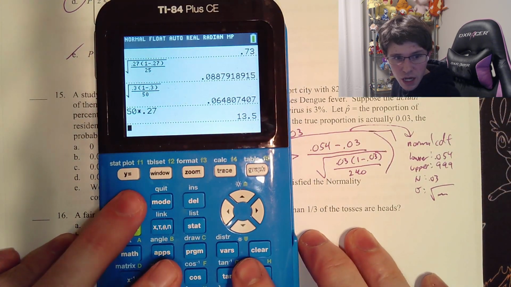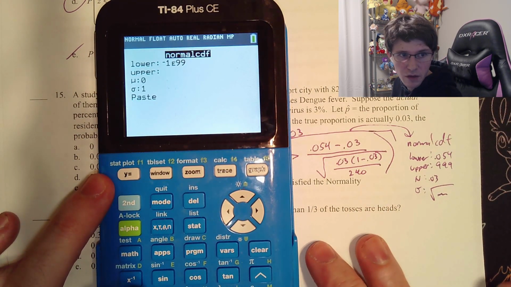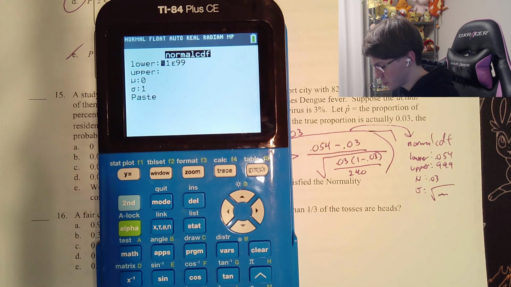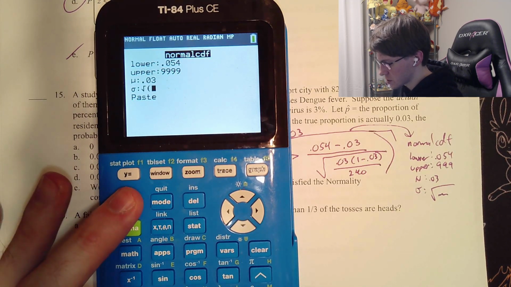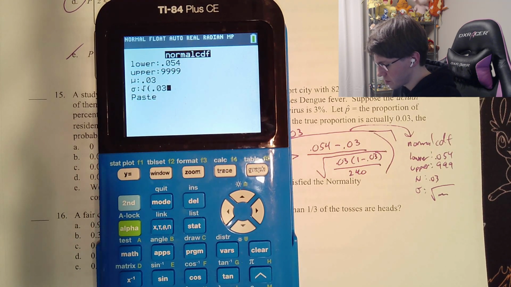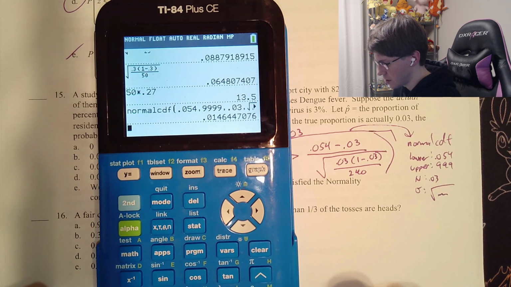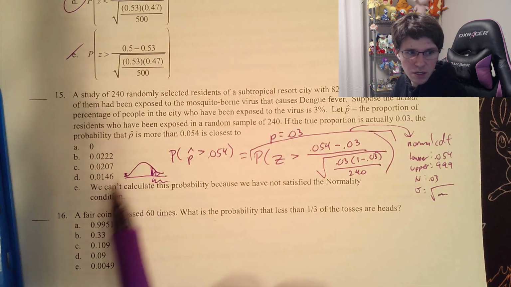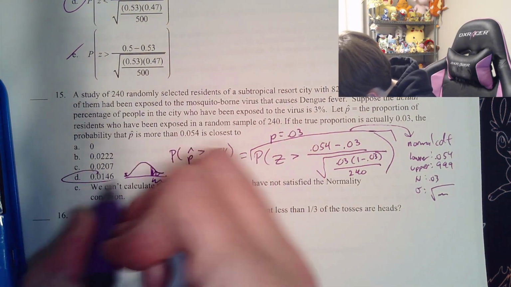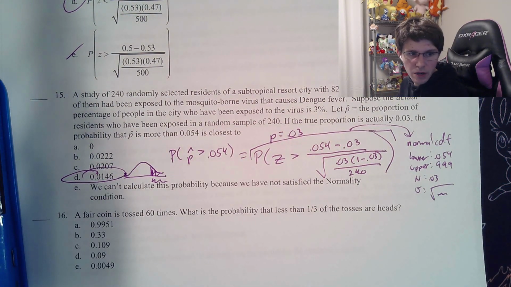So we're going to hit second vars, normal CDF. There it is. Our lower end is 0.054. Our upper is 999. Our average 0.03. Our standard deviation, we have the square root of 0.03 times parentheses 1 minus 0.03, divided by 240, and paste. Hit enter. We got 0.0146, and 0.0146 is letter D here. And there we go.